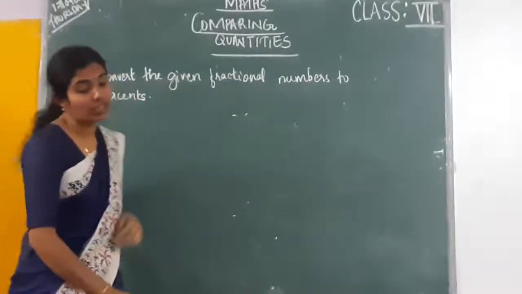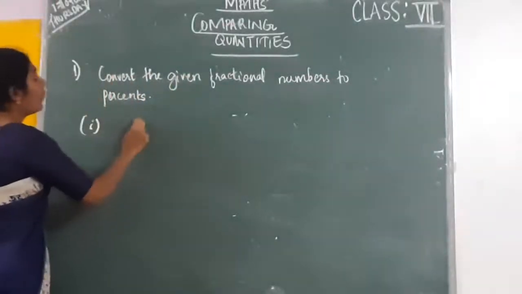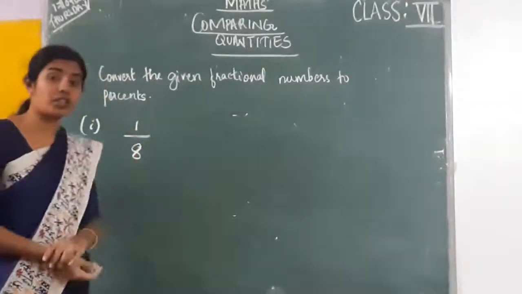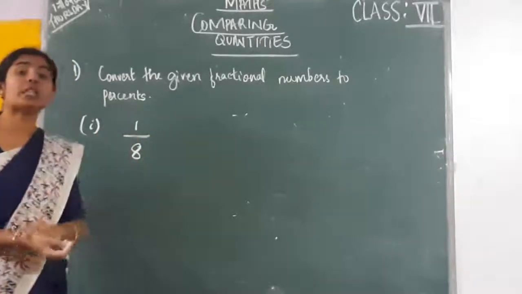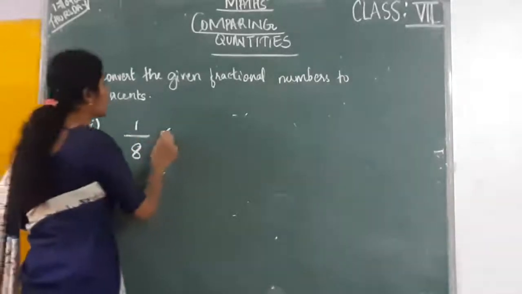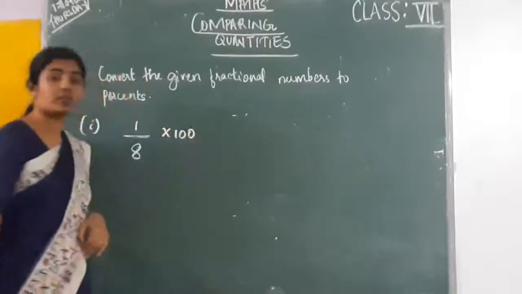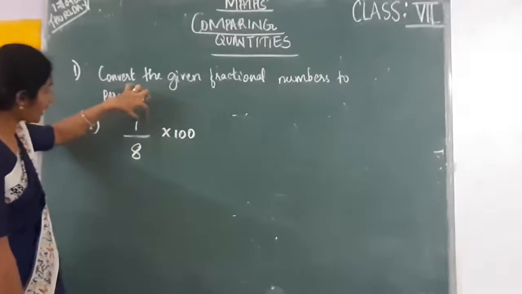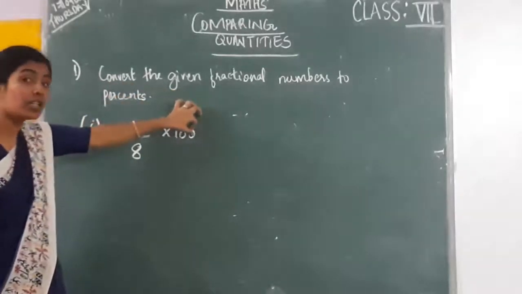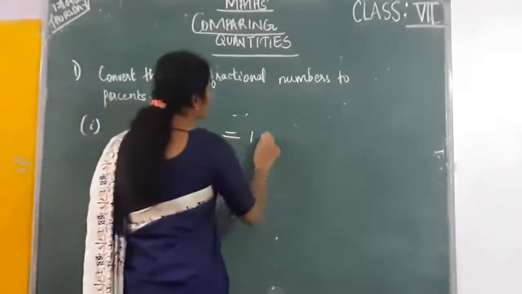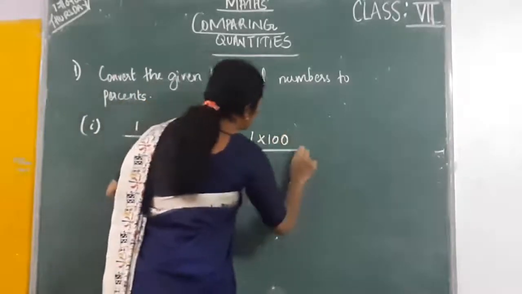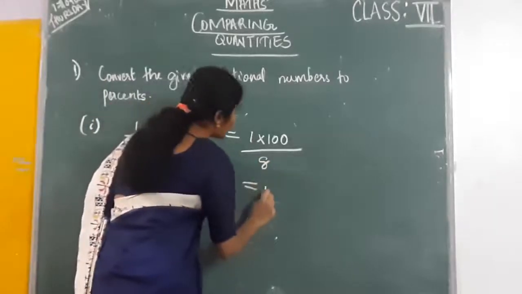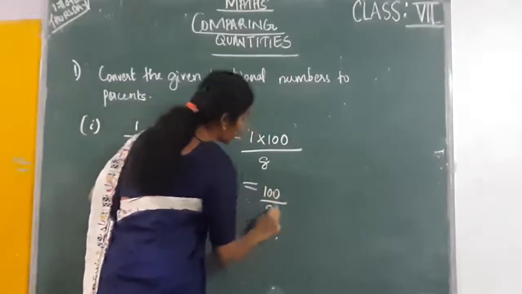So the first question, 1 divided by 8. Given one fraction, you want to convert it into a percentage. What should you do? Multiply it by 100. And you have studied the multiplication rule: the numerator is multiplied by the whole number. What will you get? 1 multiplied by 100. The denominator stays the same. So you will get 100 divided by 8.